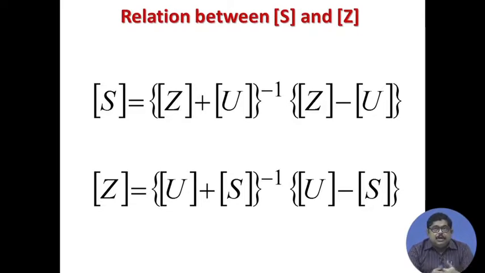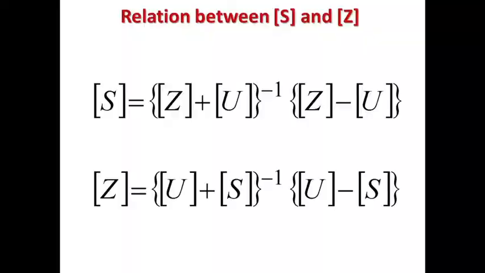So, these two relations help, and once you know Z, there are relations between Z and Y. So, if I know Z, I can go to Y. Also, there are relations between Z and H. So, if I know Z, I can go to H. Also, there are relations between Z and ABCD. So, if I know Z, I can go to ABCD. So, with these, you can go from one to the others.